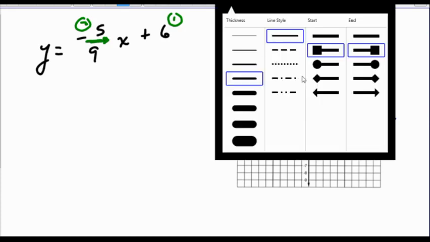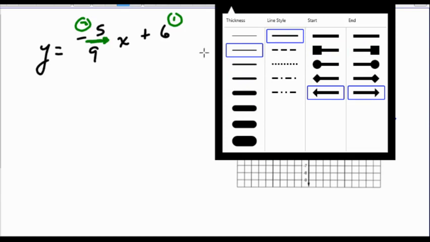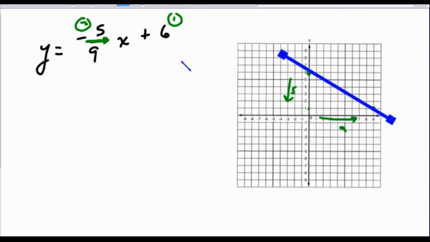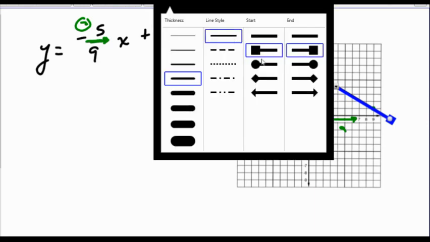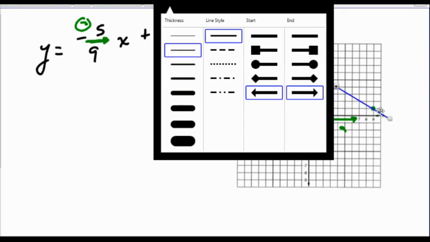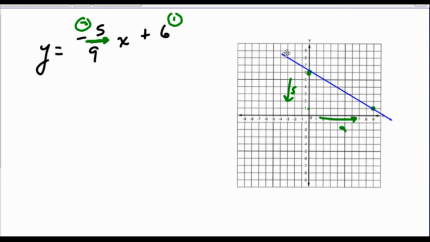Once again, let me just make that a little prettier. Arrows, not boxes. I want arrows, and a little skinnier line so you can see it. There we go. Okay.